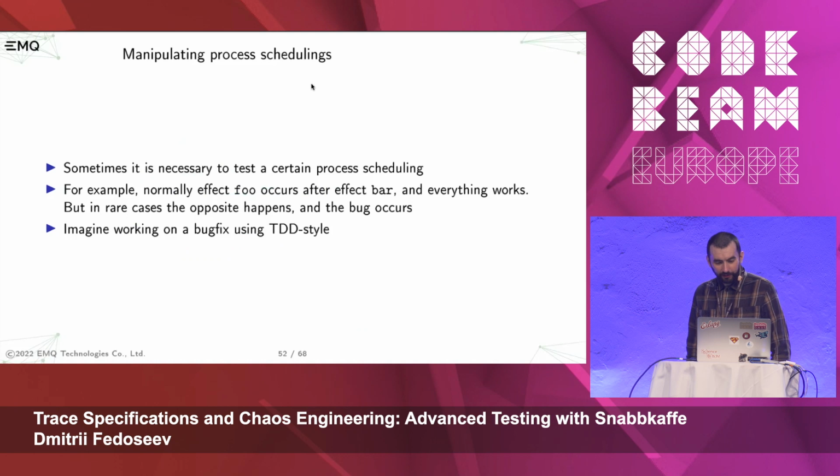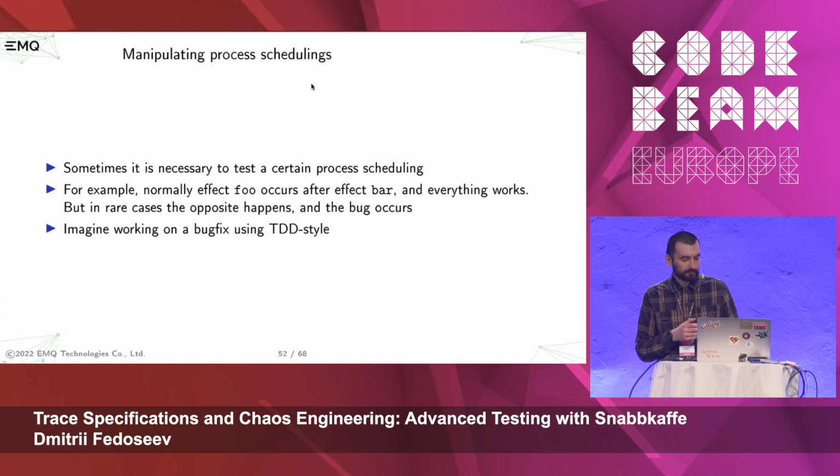The final feature that I want to mention is manipulation of process scheduling. Sometimes it is necessary to test a certain process scheduling. For example, suppose normally an event foo occurs after event bar, and everything works just fine. But in a rare case, the opposite happens and the bug occurs. Imagine working on a bug fix for this problem using test-driven development style.